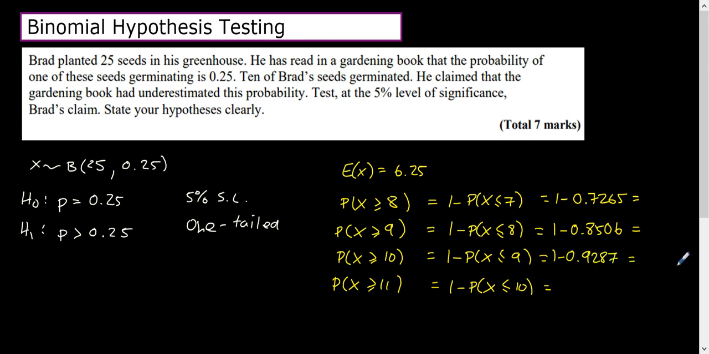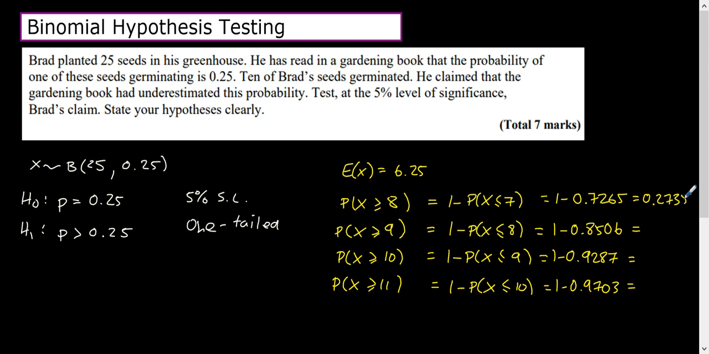I think we've definitely already hit our critical value, but let's keep going. We'll do 10, 0.9703. And let's work those out. Go back to menu 1 and start our calculations. 1 minus 0.7265 is 0.2735.